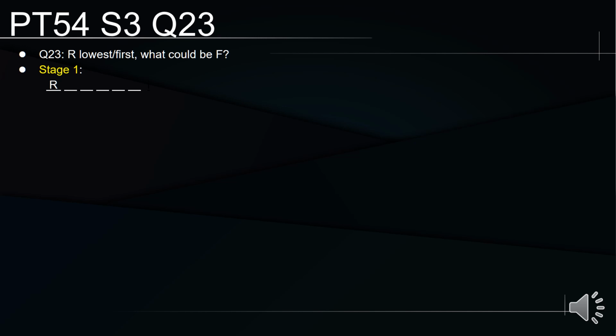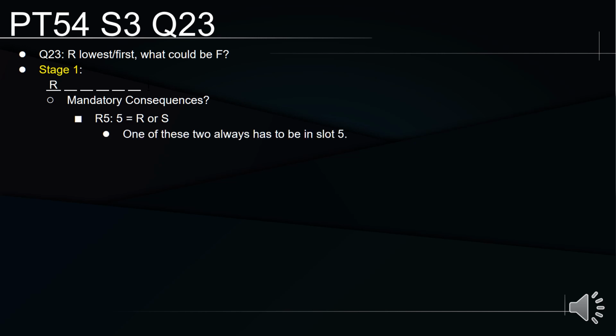Question 23 tells us that if R is in the first/lowest cost slot, what could be false on the basis of that? So to answer that question, we first, in stage 1, look for mandatory consequences. And my eye is immediately drawn to Rule 5, because Rule 5 is the one that tells us that slot 5 on this diagram has to be occupied by either R or S. Those are the only two that are allowed to go into 5. So one of those two always has to be in 5, but since the question places R all the way over in slot 1, that means that we must put S in slot 5. And this is what we end up with.